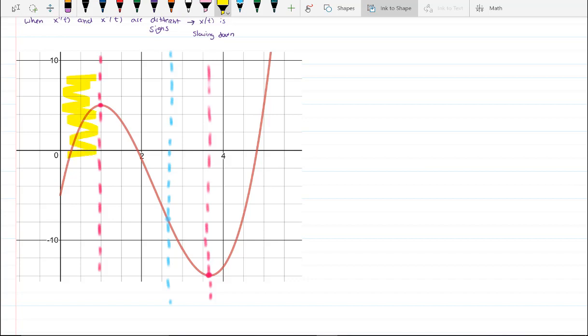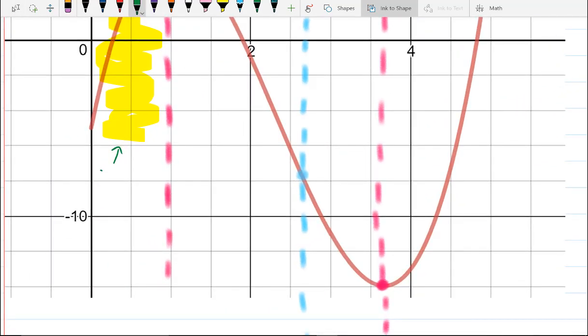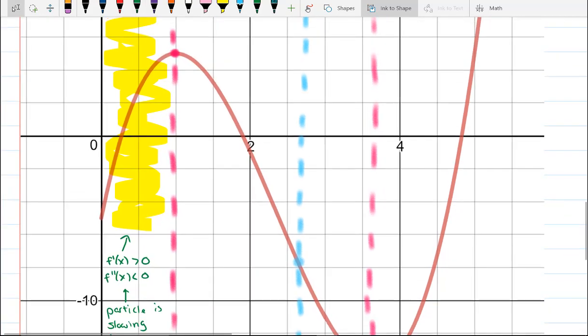Let's talk about what happens on this side of the graph. On this side of the graph, the first derivative is positive and the second derivative is negative. This means that the particle is slowing down. Right here, because you can see that we're starting at a speed and then we have to stop, so we have to slow down.